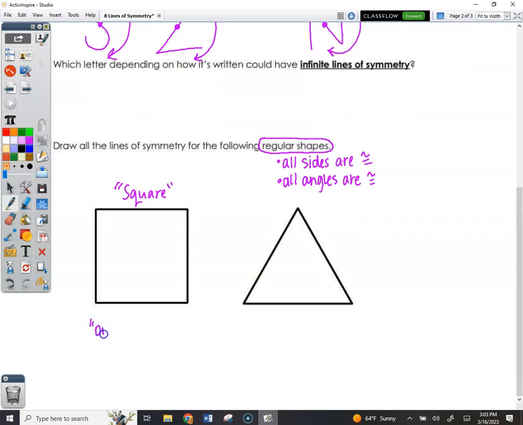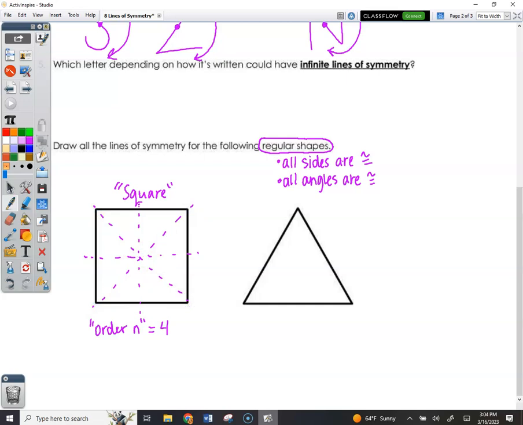This is the phrase that you've got to know. This is order n, which means number of lines of symmetry. It has 4. Okay? It has 4 lines of symmetry. That's because it's a square. Right? Alright, where are they? Well, you've got the one right down the middle. You've got the one across the middle. And then you have the 2 diagonal options. Okay? So you have 4 lines of symmetry.